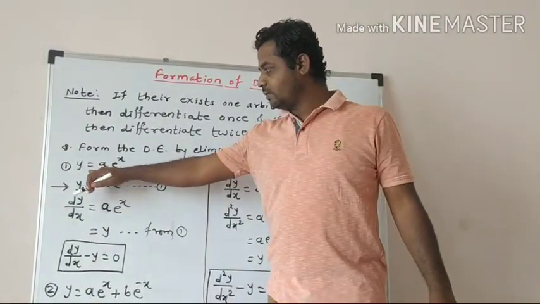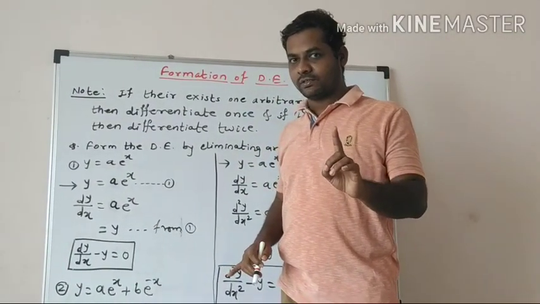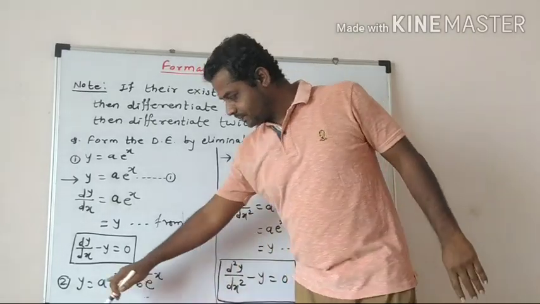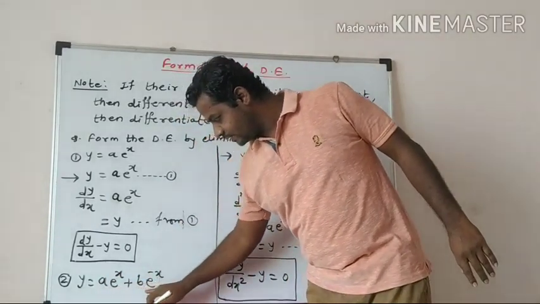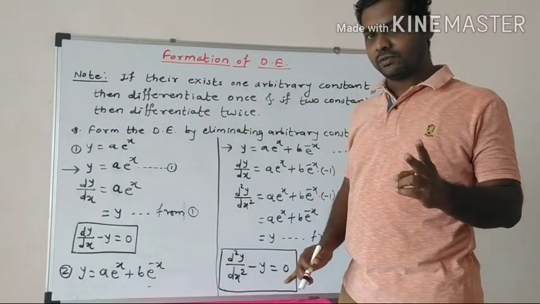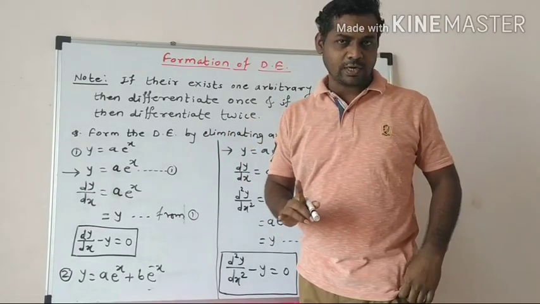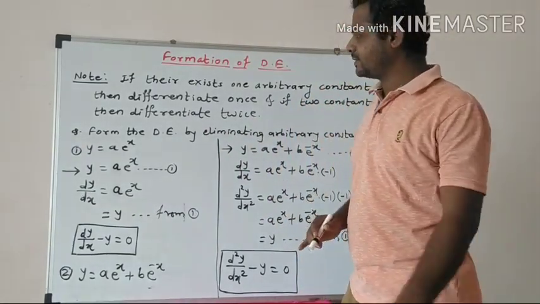Look here, y is equal to a e raised to x. A single arbitrary constant is there, so we differentiate only once. Look here, y is equal to a e raised to x plus b e raised to minus x. A and b, two constants are there, so we differentiate two times. If there is one constant, differentiate once; if there are two, differentiate twice.